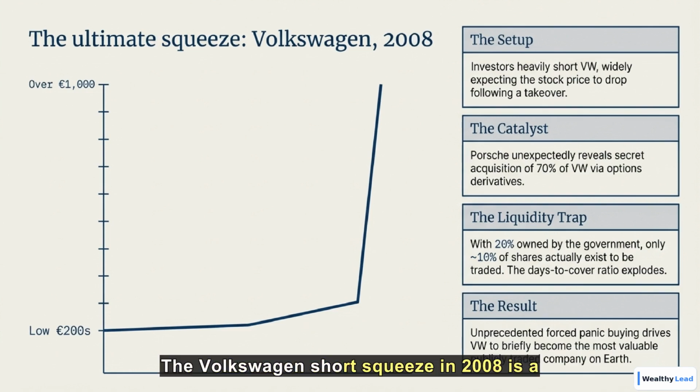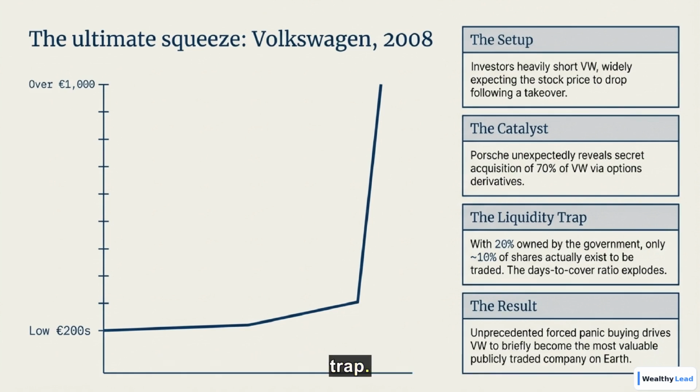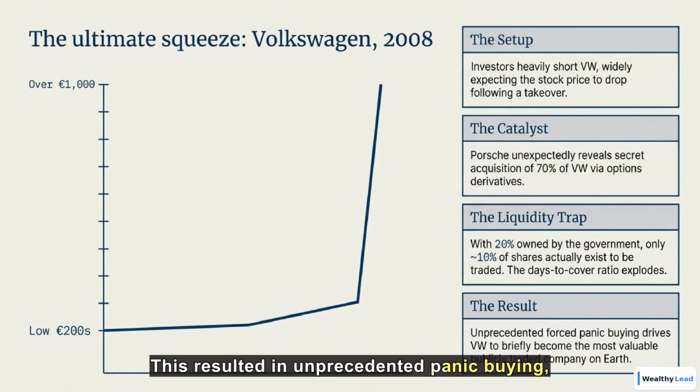The Volkswagen short squeeze in 2008 is a historical example. Investors shorted VW expecting a drop, but Porsche's secret acquisition led to a liquidity trap. This resulted in unprecedented panic buying, sending the stock price skyrocketing.